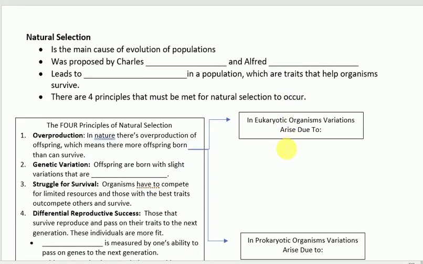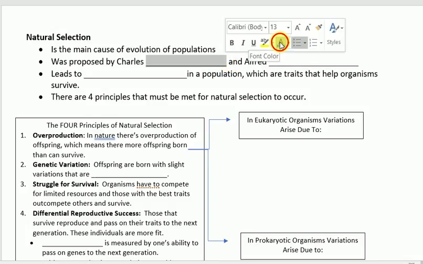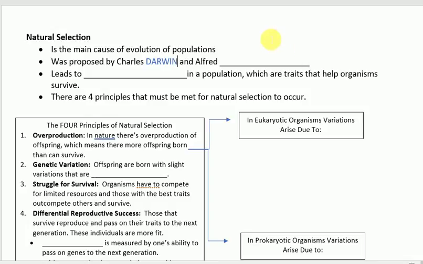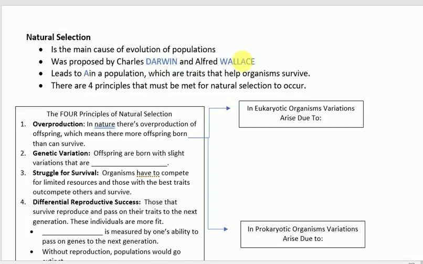Okay, so let's talk a little bit more about natural selection. As I said before, it is the main cause of evolution in populations. And this was proposed by Charles Darwin and Alfred Wallace. So natural selection is going to help lead to adaptations in a population. And those are basically the traits that help the organism survive. And there are 4 principles that must be met in order for natural selection to occur.